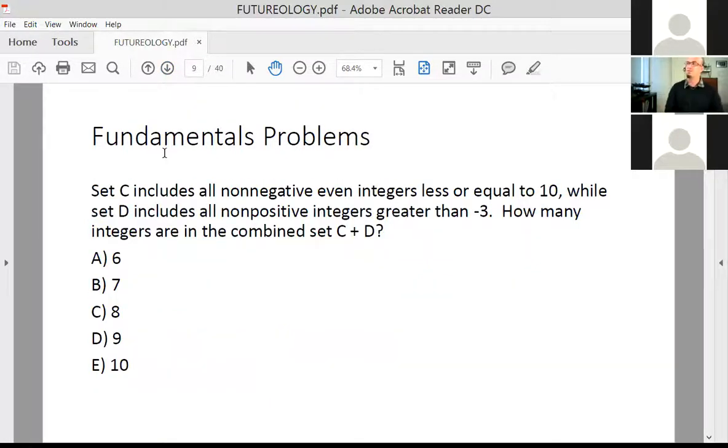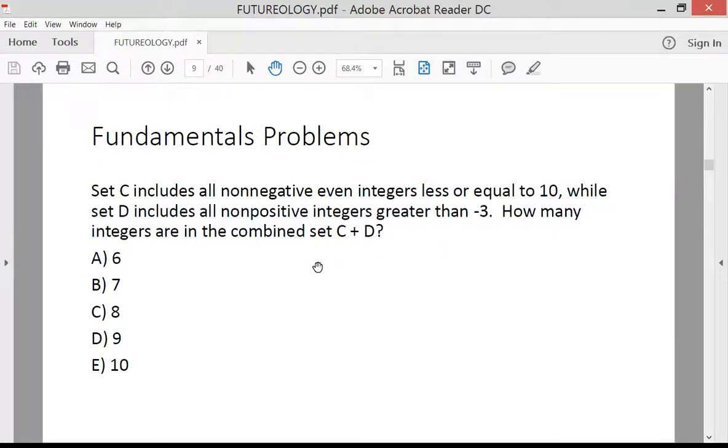So I'm going to give you guys a little while to think about this, but I'm going to read it so that we're all there. Again, if you're having issues following my screen, you're welcome to download the same question set. We're on slide number 9. It's available on the fundamentals link that Anthony showed you in the beginning of class. Set C includes all non-negative even integers less than or equal to 10, while set D includes all non-positive integers greater than -3. How many integers are in the combined set C and D?